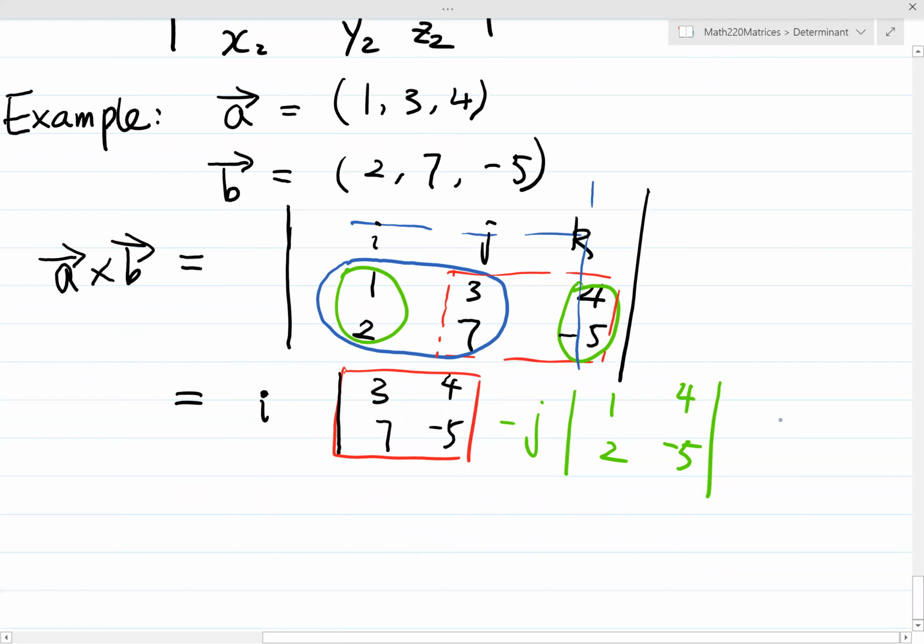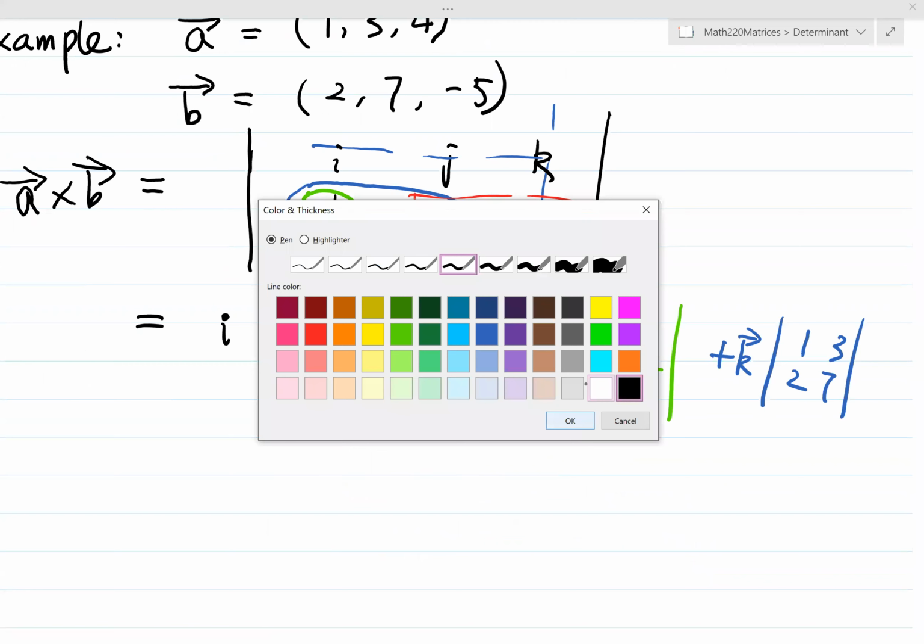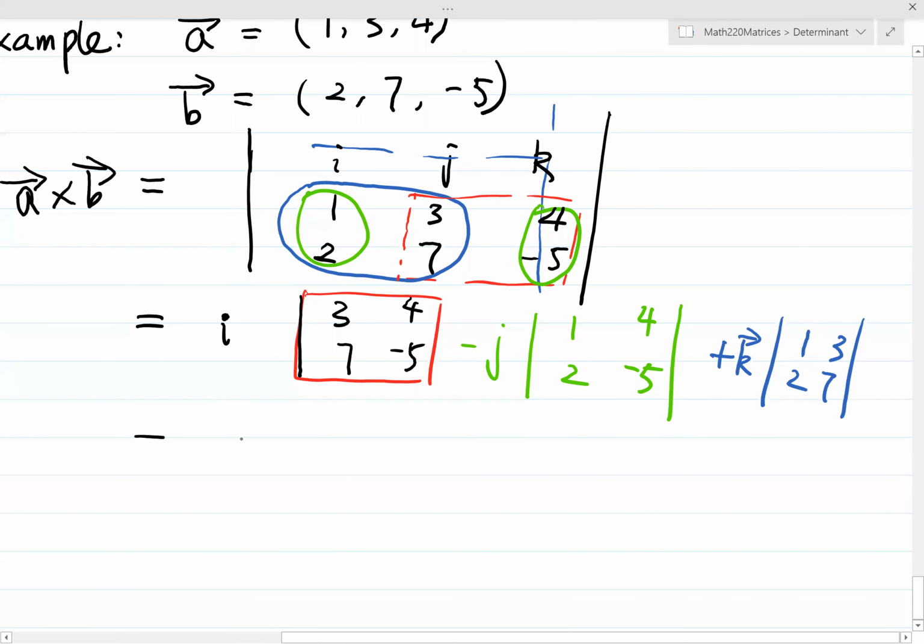So it's a plus k, 1, 2, 3, 7. And this is easier to remember. Once you get that, you compute it using the 2 by 2 determinant, which we already defined. So finally you get negative 33 i plus 13 j plus k.